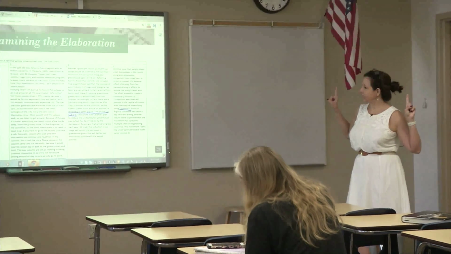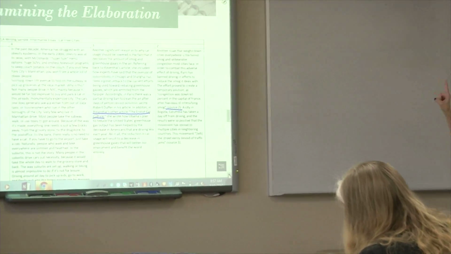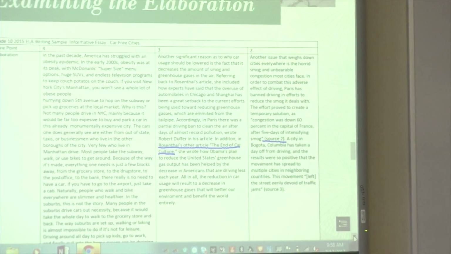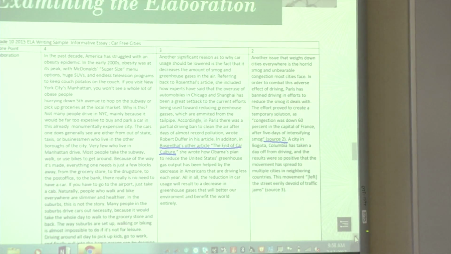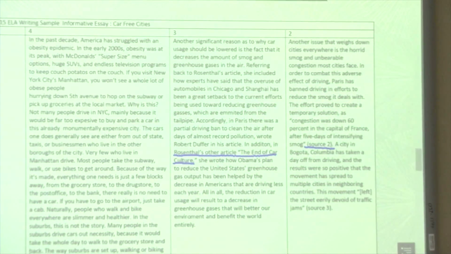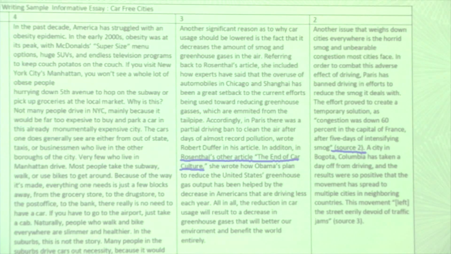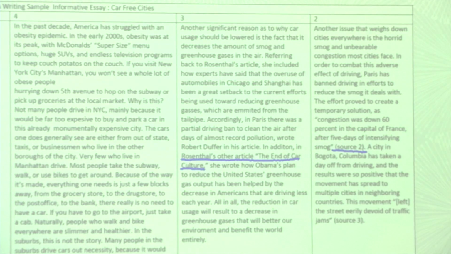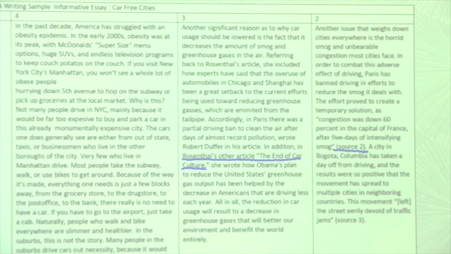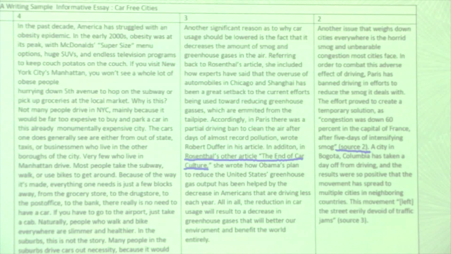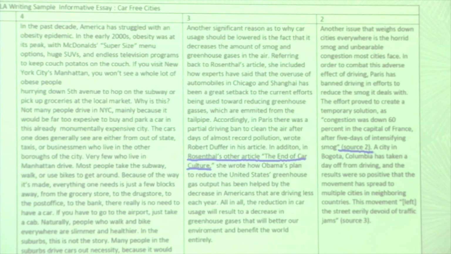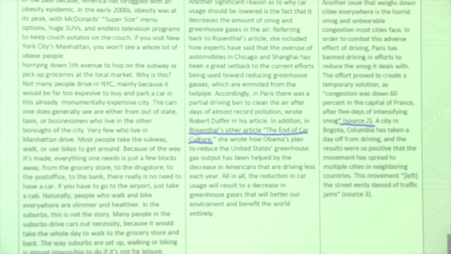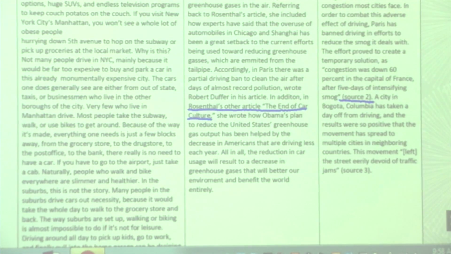For the tailpipe. Accordingly, in Paris, there was also a partial driving ban to clean the air, and all the rest of that in Robert Duffer's article came from the text set. And then we've got, in addition, in Rosenthal's article, The End of Car Culture, she wrote how Obama's plan to reduce the United States greenhouse gas output has been helped by the decrease in American driving, also from the text set, right? And then finally, all in all, the reduction in car usage will result in a decrease in greenhouse gases that will better the environment and benefit the world came from the student's head.